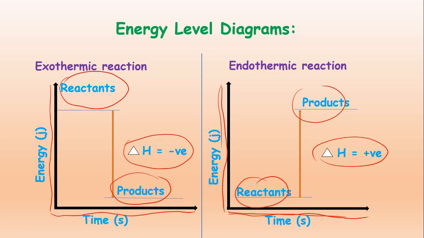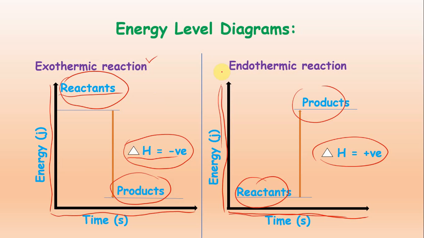So let's look at the exothermic reaction. In an exothermic reaction, as you know, heat energy is released to the surroundings, so product will have less energy as compared to reactant. Look here: reactants have more energy, products have less energy, because heat energy is released to the surroundings, so that is the reason it is moving downward. The energy content is decreased, so delta H will be a negative value.